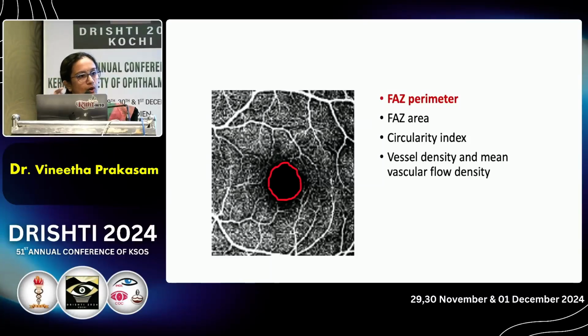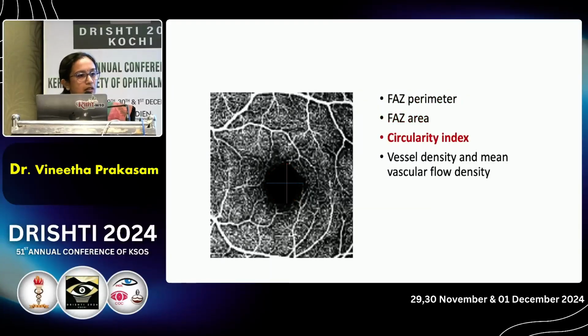That is a line drawn along the innermost aspect of the vessels in the perifoveal area. The area within this perimeter will give you the foveal avascular zone area. Then there is something called the circularity index, which is derived from the longest horizontal and the vertical diameters at the FAZ. It actually gives you an indication of how circular the fovea is.